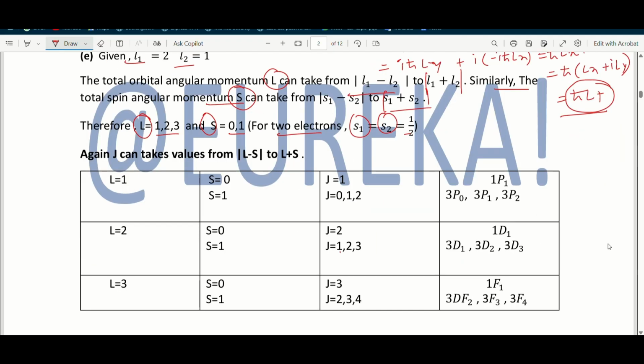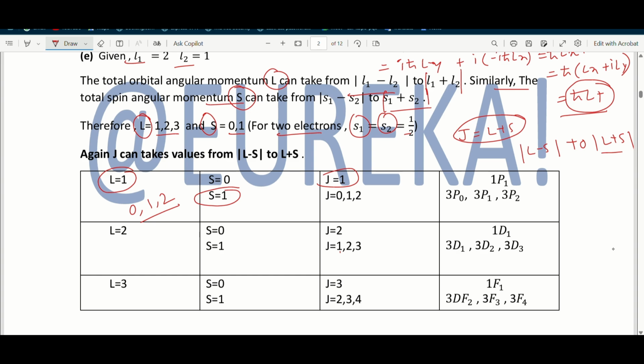Now we also need to know the J value. J is defined as L plus S, so the J value runs from mod of L minus S to mod of L plus S. Now corresponding to L equals 1, S will be 0 and 1. Therefore, for S equals 0, J equals 1, and for S equals 1, J runs from L minus S, that is 1 minus 1, to L plus S, that is 1 plus 1, that is 2. So the value of J will be 0, 1 and 2.